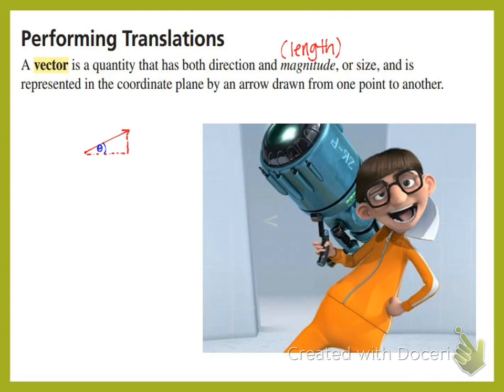And the way that we represent a vector is we just draw an arrow, and we say that that arrow connects 2 points. So maybe point A over here and point B over here. And it has to have an arrow because the direction matters. In other words, AB is not the same vector as BA.